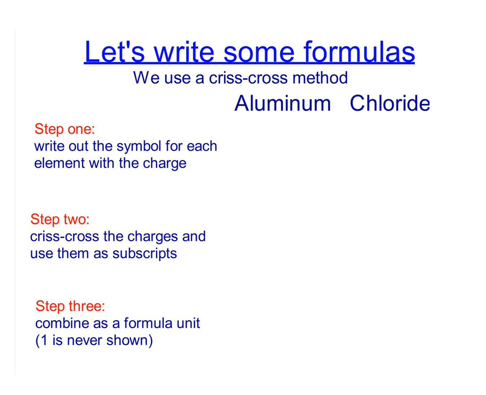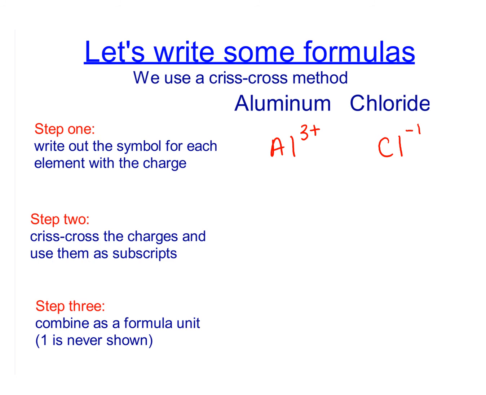So the first thing that you're going to do is write the symbol for each element that's going to be in the compound, and write the charge associated with it. So aluminum is in group 3, so it's going to have a +3 charge. Chlorine is in group 17, so it's going to have a -1 charge. Remember, you can write the negative sign or you could write -1. Either one, it doesn't matter.